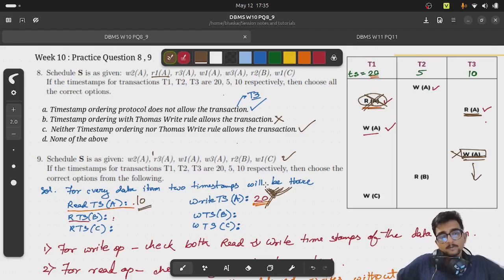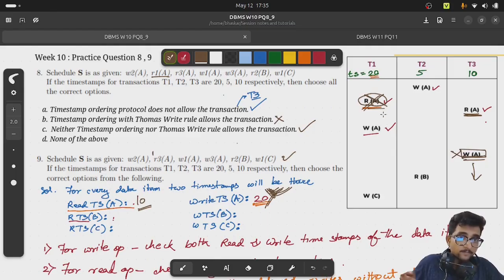Fine. So that's it for this tutorial. I hope you understood the significance of Thomas Write rule, how it works, and what the timestamp ordering protocol is. Why do we use Thomas Write rule? In order to increase the concurrency, right? Because due to this write there is no such problem. If I ignore this write, everything else is fine, because read is not there. If read is there, then it is not allowed. Because read is not there, it is not affecting.